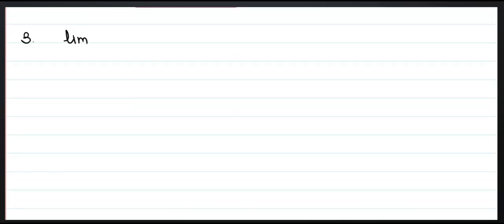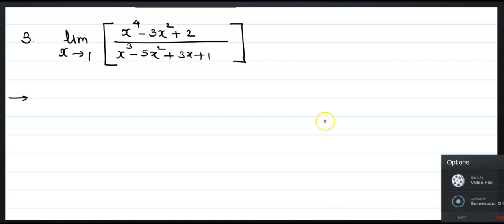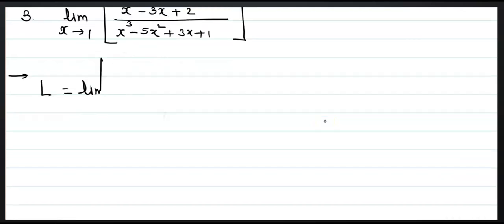Now the next is number 3. Limit x tends to 1, x raised to 4 minus 3x square plus 2, upon x cube minus 5x square plus 3x plus 1. Again, the order of this polynomial is greater than 2. Therefore, we will factorize by using synthetic division. Now, see this here.